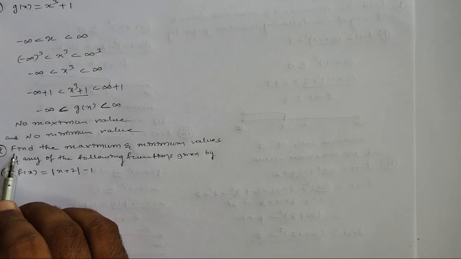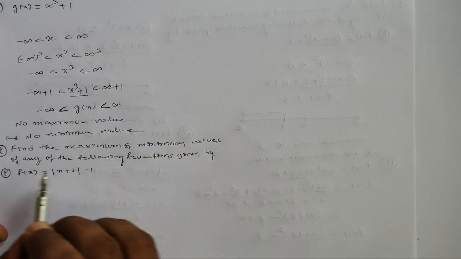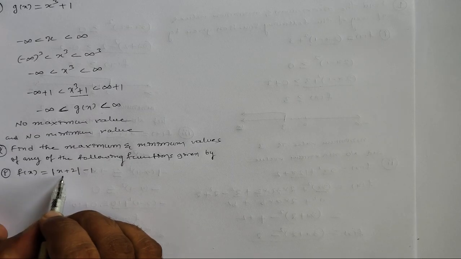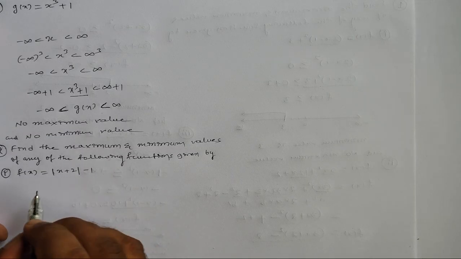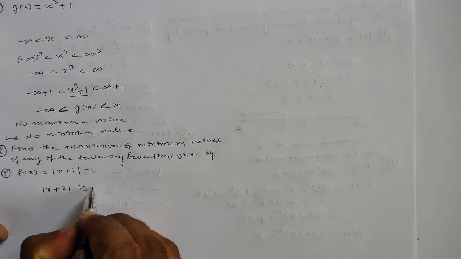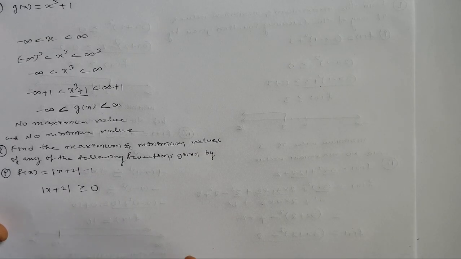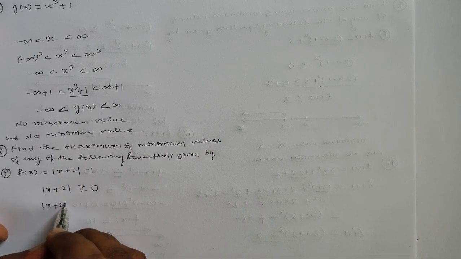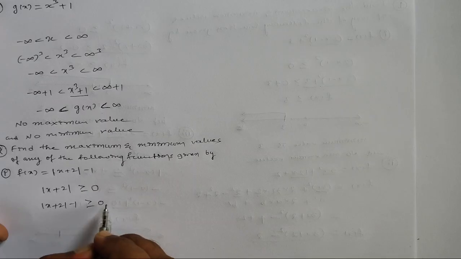Next, question number 2. Find the maximum and minimum value of the following functions. So the first one, modulus of x plus 2 minus 1. Now, the modulus function is always positive: modulus of x plus 2 is greater than or equal to 0. I'll subtract 1 on both sides, so modulus of x plus 2 minus 1 is greater than or equal to 0 minus 1.